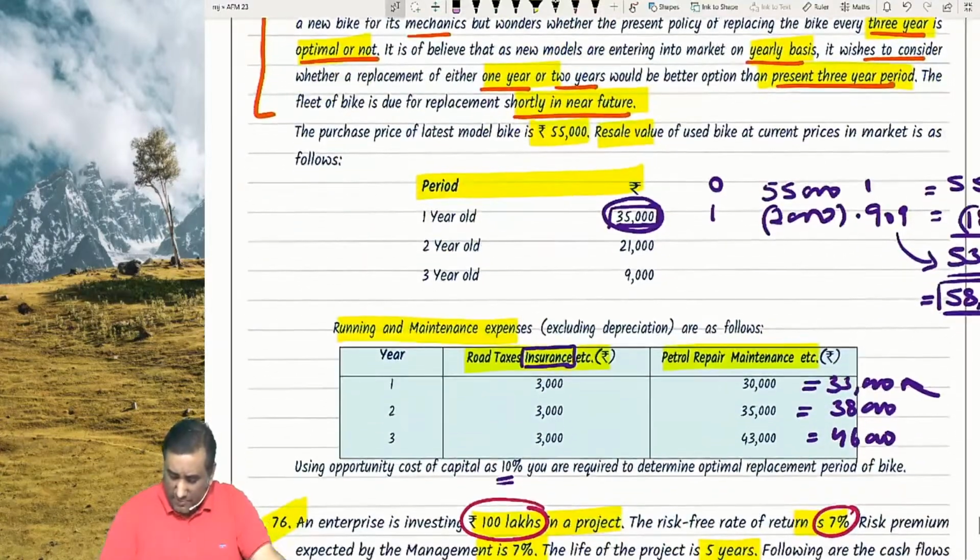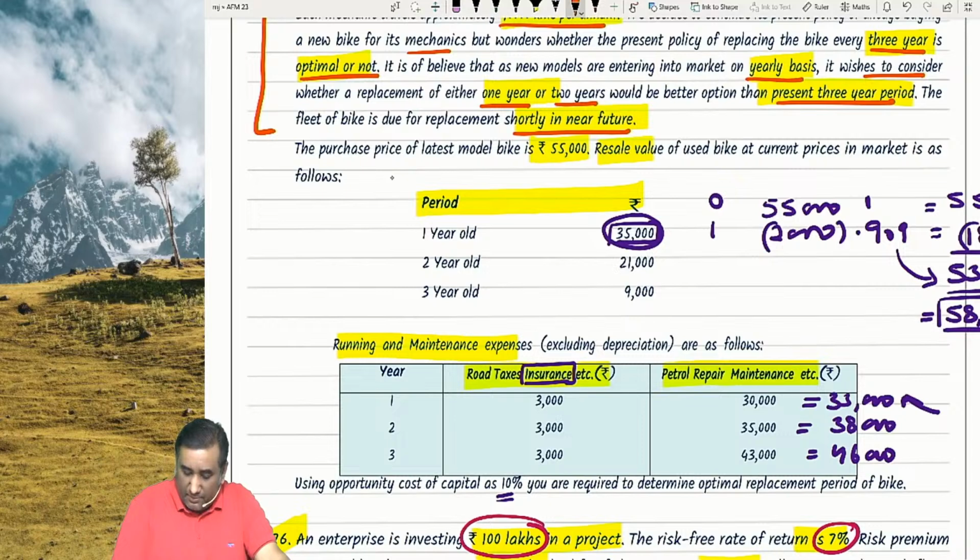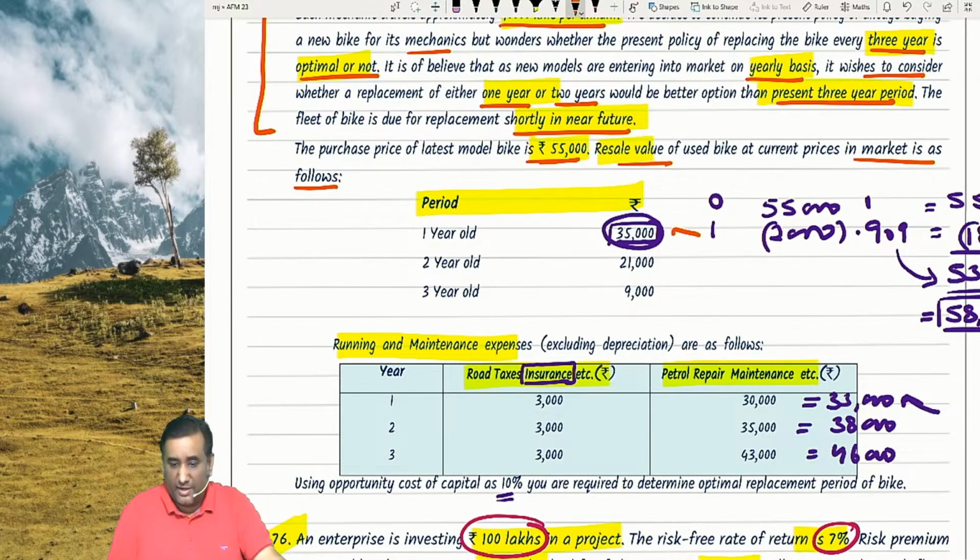Now if you look at this part here, I have taken period 1. The purchase price of the latest model bike is 55,000. The resale value of the bike at the current prices in the market is as follows. If 1 year old, you can sell it for 35, the redemption value. If 2 years, 21; 3 years, 91. Then road taxes, insurance, etc.